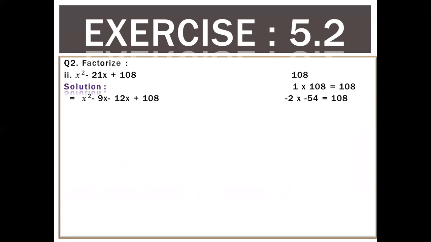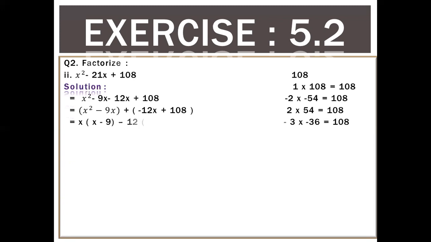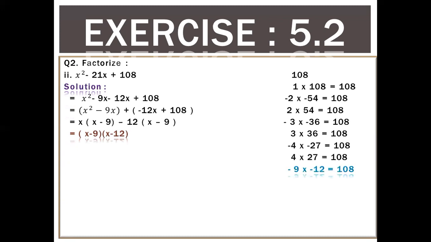We start from 1, then 2, 3, 4. We see how many factors 108 has. Only one pair of factors will satisfy our answer, the pair that gives minus 21 when we add the two numbers. Now you see the highlighted numbers, which are minus 9 and minus 12.